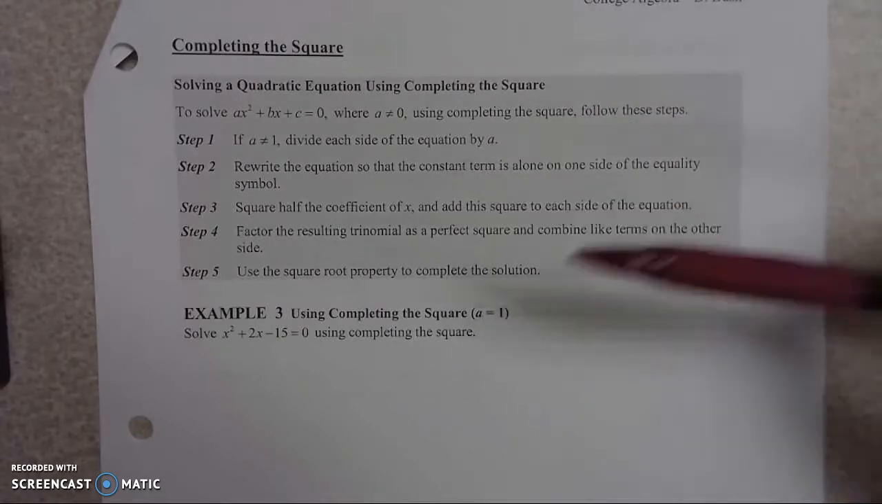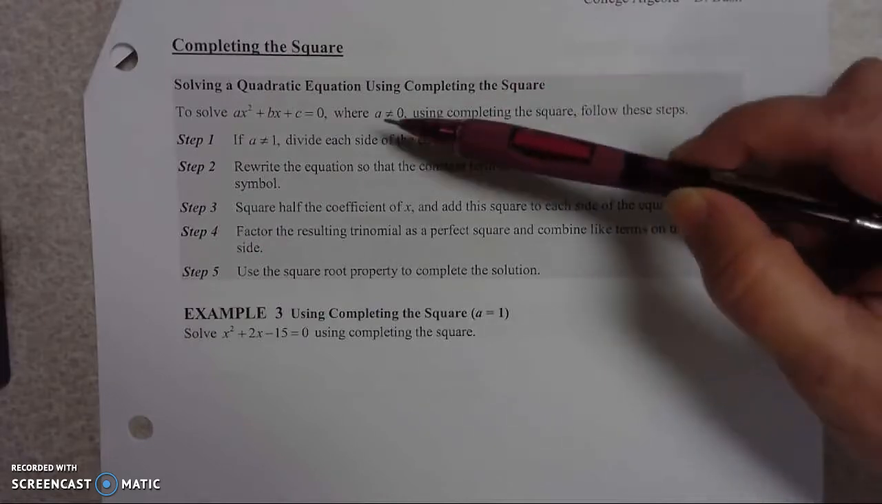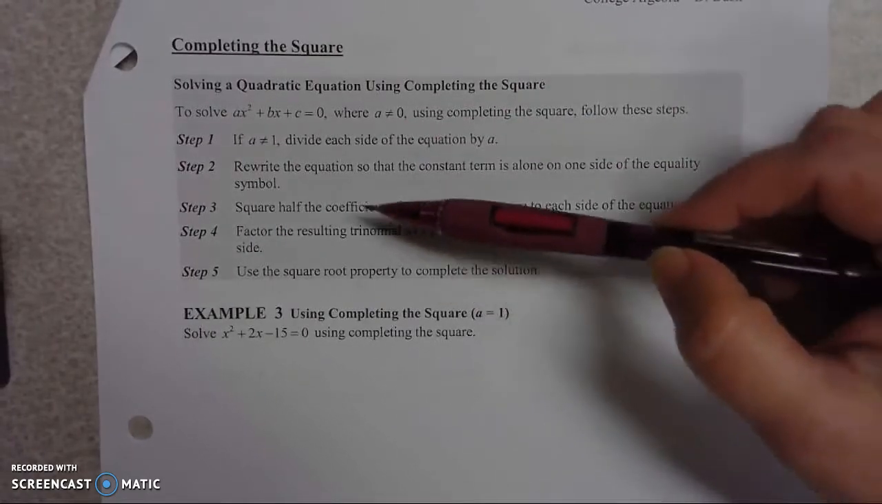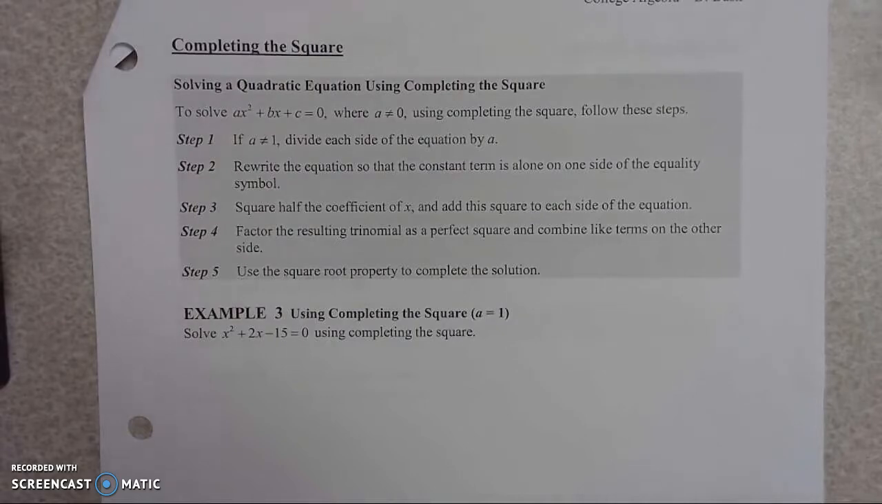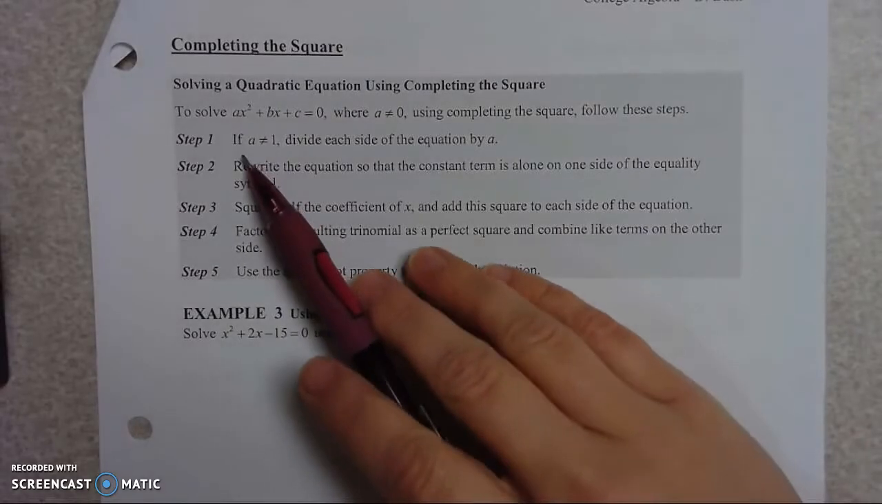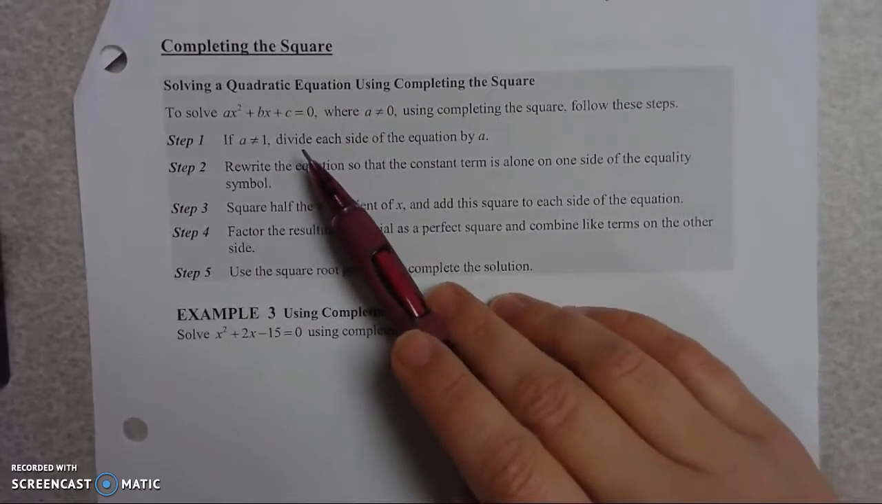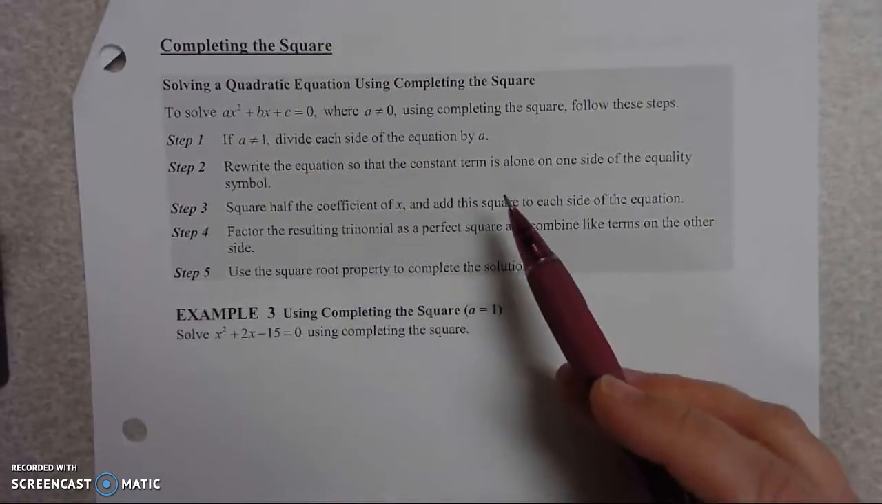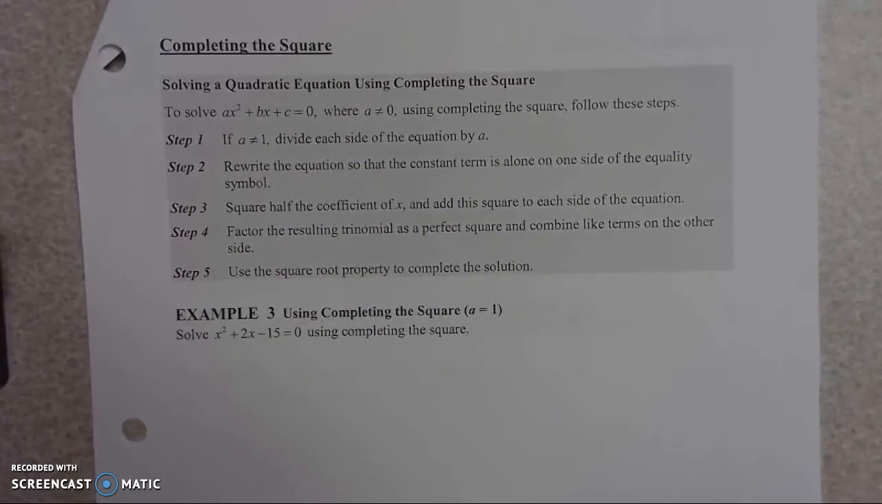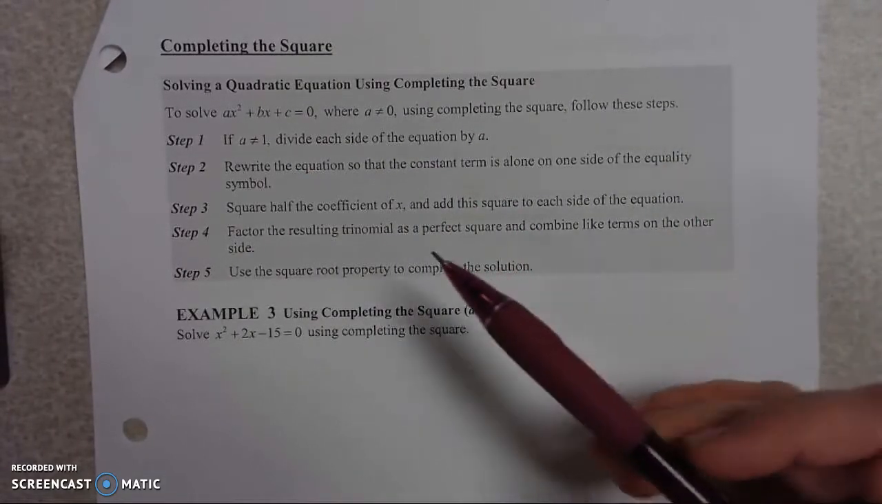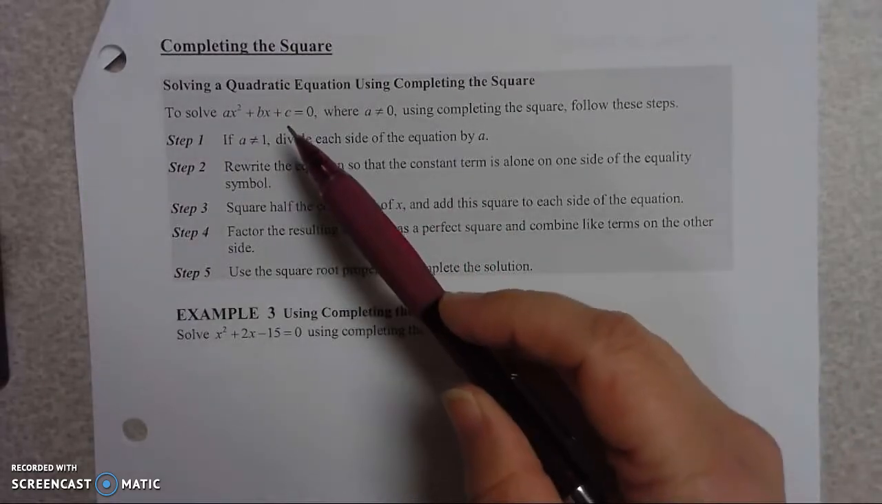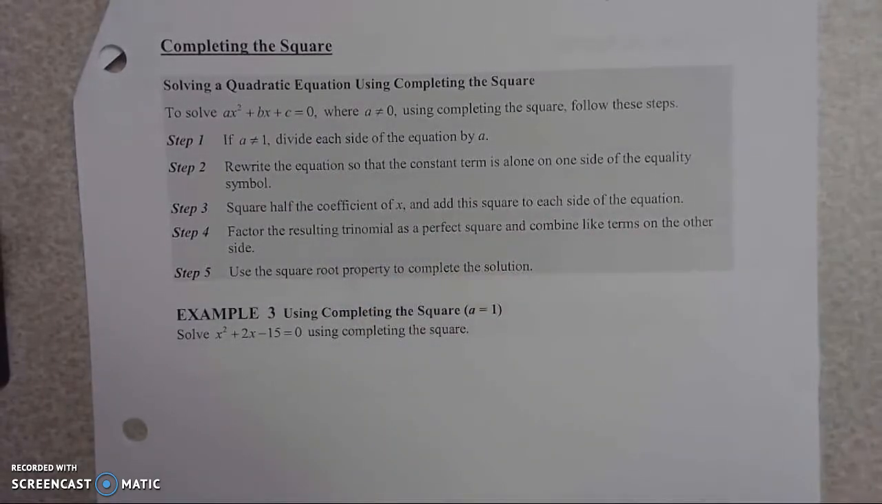Now, these 5 steps are what you'll do. We're going to look at mainly completing the square where a does equal 1, which is a little bit easier to solve. However, if you do have a where a doesn't equal 1, so you have ax squared, then what you're going to do is divide each side of the equation by that a. So everything gets divided by a. And then we'll rewrite the equation so that the constant term, and remember that's the c, is alone on one side of the equal sign.